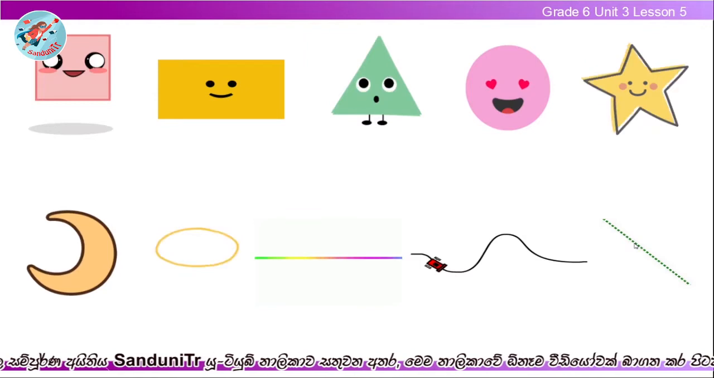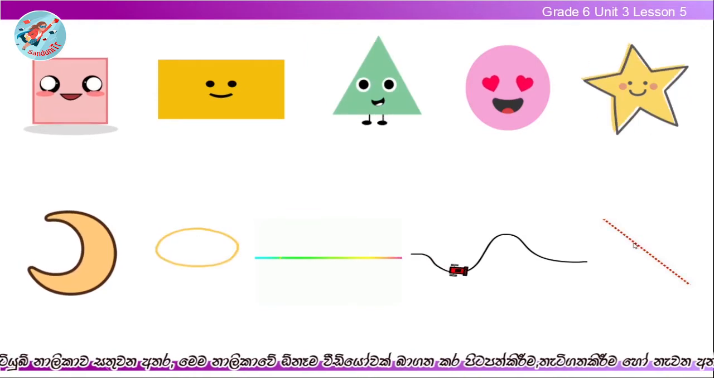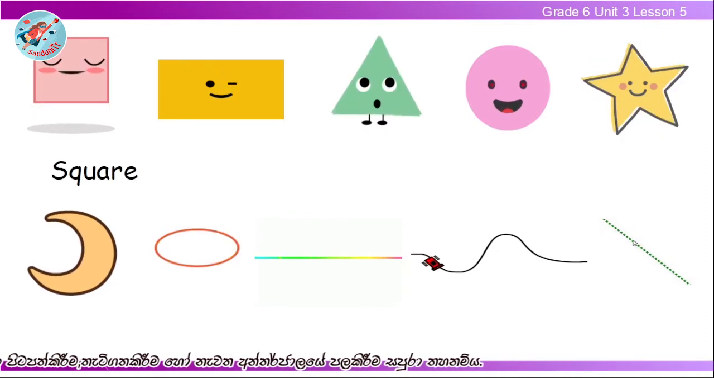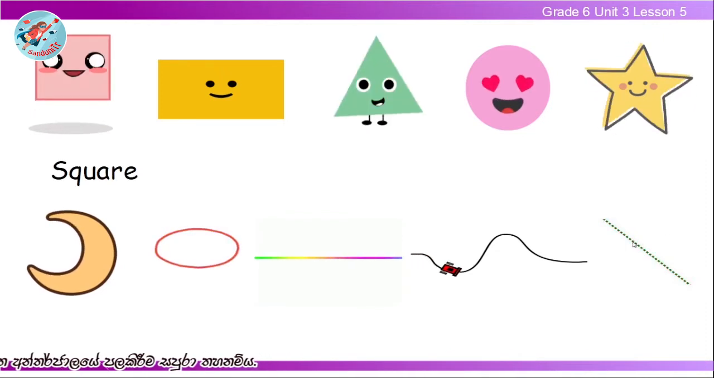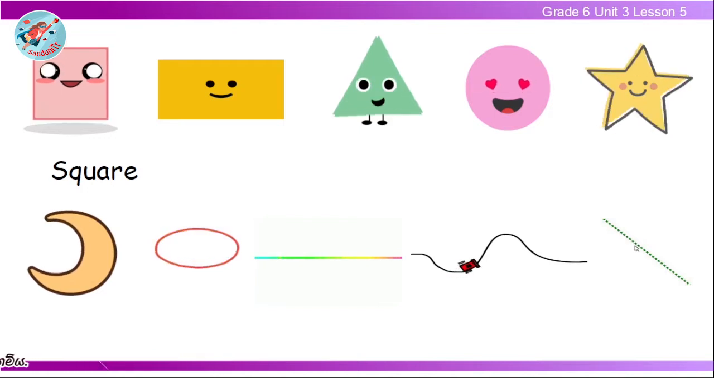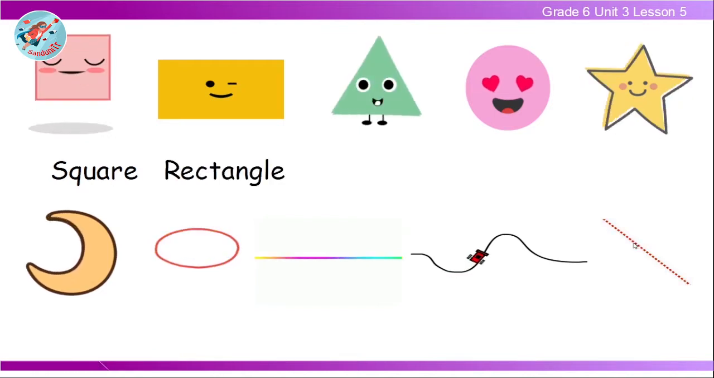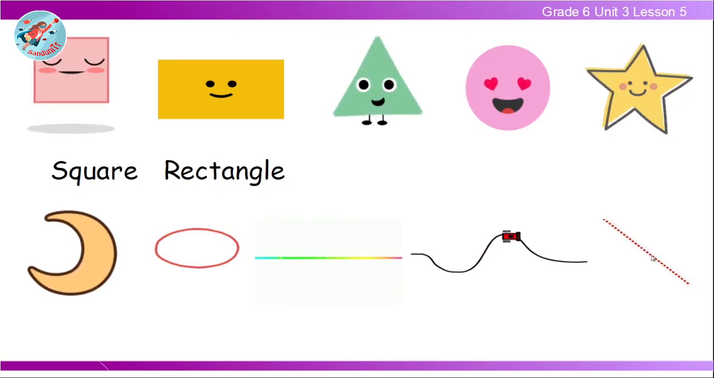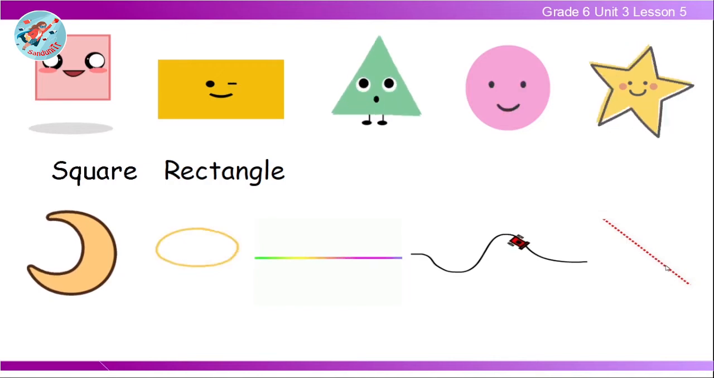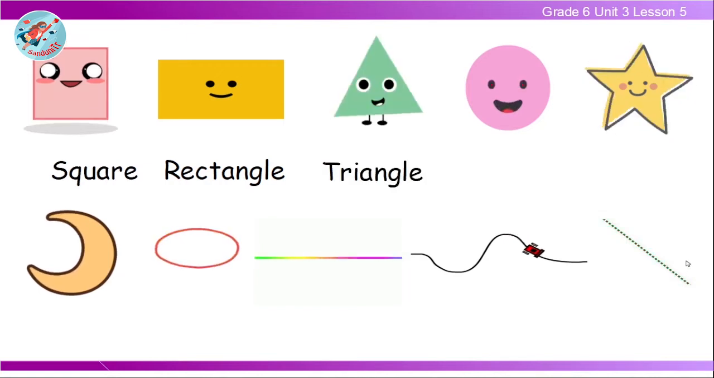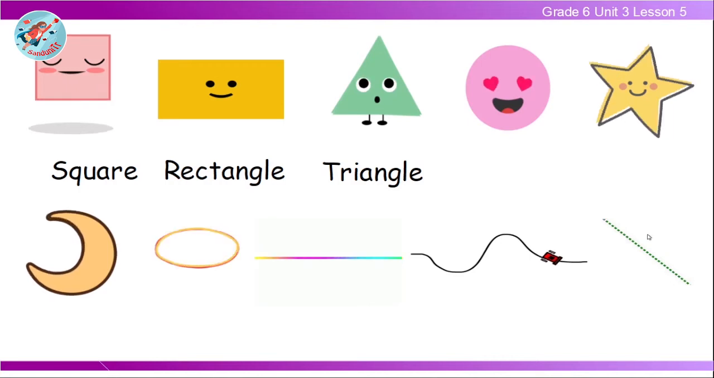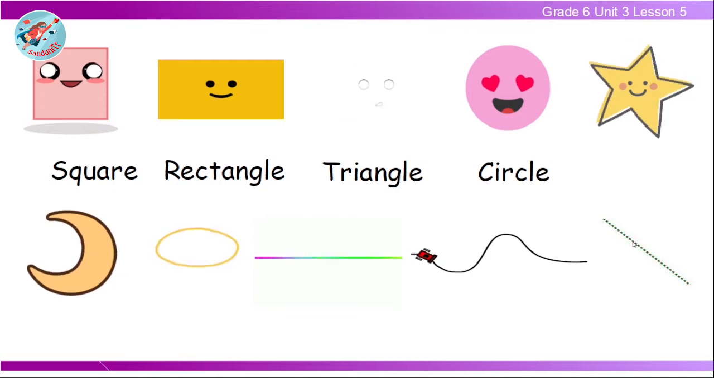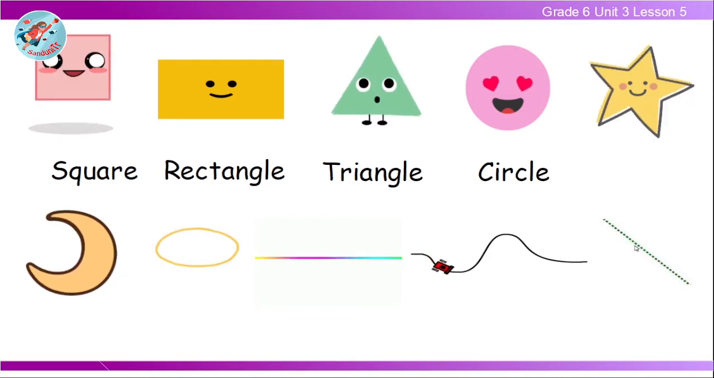Name them with me. The first one is a square. Square. Second one, it's a rectangle. Rectangle. Third one, triangle. Triangle. Fourth one, circle. Next one, star.